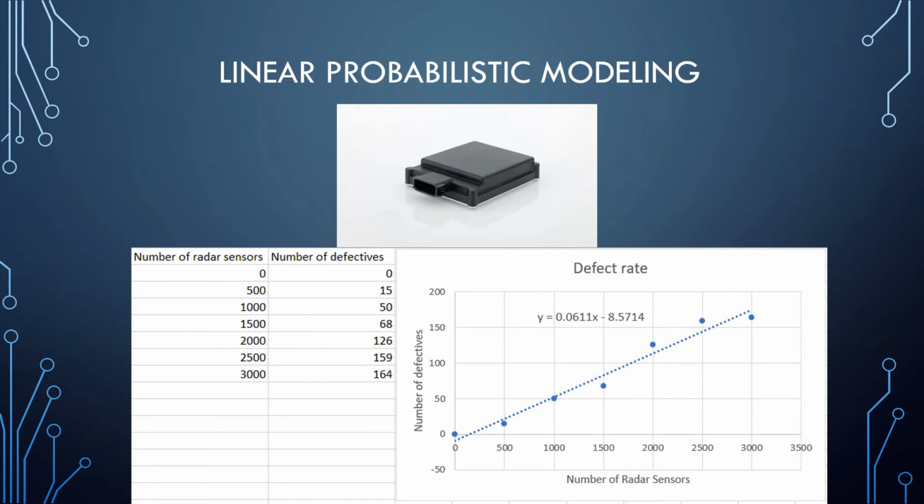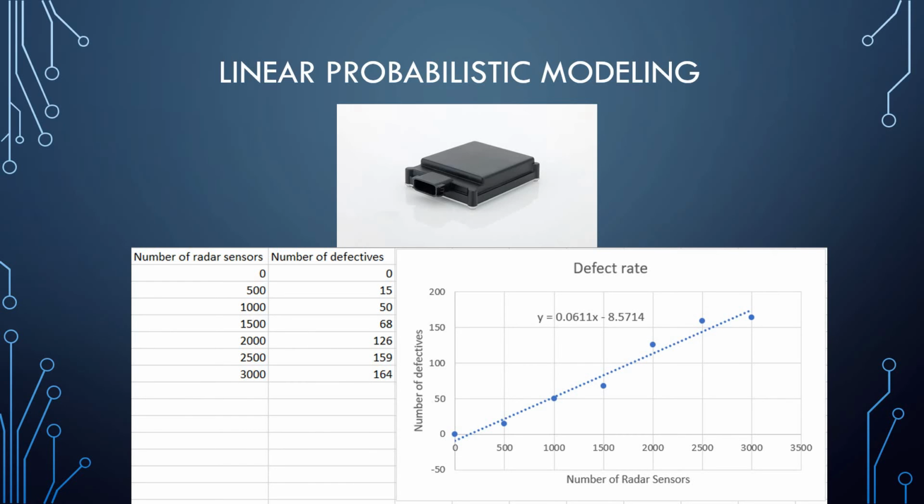Let's take an example where you're a quality control engineer for radar sensors. Your goal is to try to model the amount of defects with the amount of sensors in a linear way. This can be done with simple statistical analysis tools like Excel. In this example, the independent variable is the number of radar sensors and the dependent variable is the number of defectives. As you can see, the slope of the line is 0.0611. So for every one increase in x, the number of defects will go up by 0.0611.